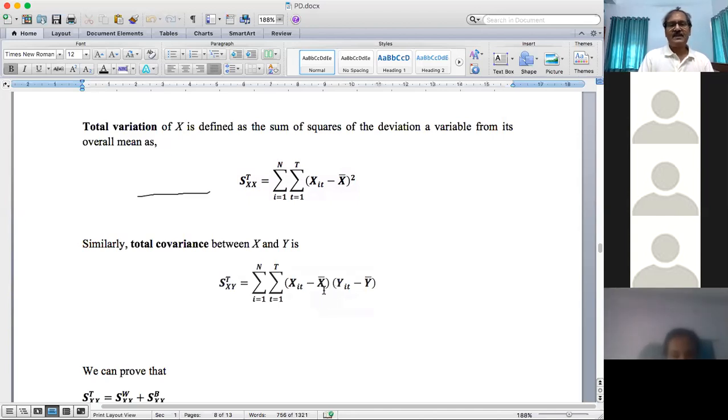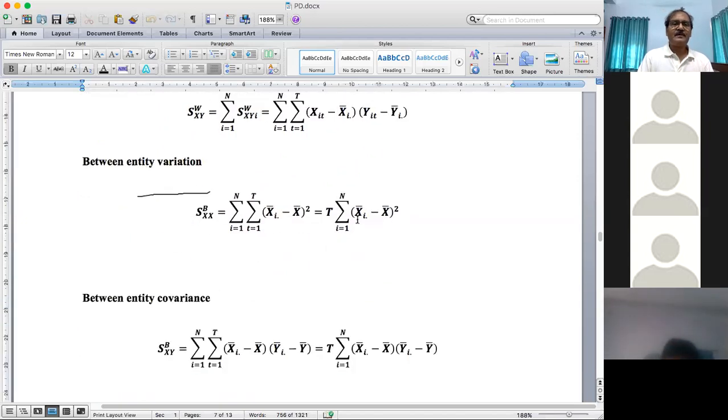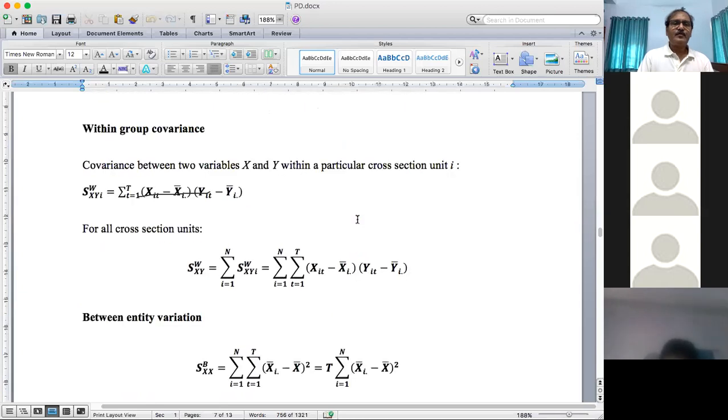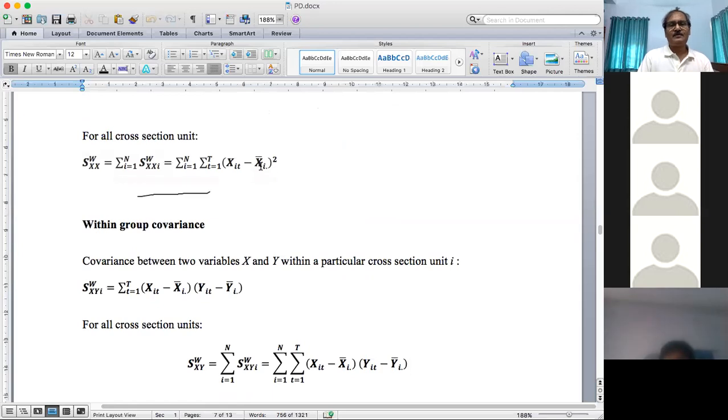Similarly, the covariance part of the total mean value we can calculate in this way. So just try to remember the three types of variance and how to get them. In the case of within group variance, you have to consider the within group mean value, and take the deviation from the actual data point.